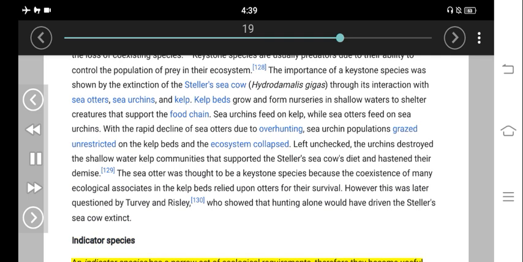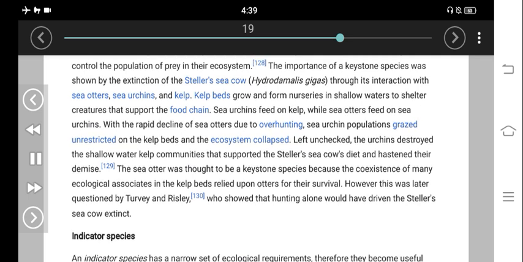Indicator species. An indicator species has a narrow set of ecological requirements, therefore they become useful targets for observing the health of an ecosystem. Some animals, such as amphibians with their semi-permeable skin and linkages to wetlands, have an acute sensitivity to environmental harm and thus may serve as a miner's canary.